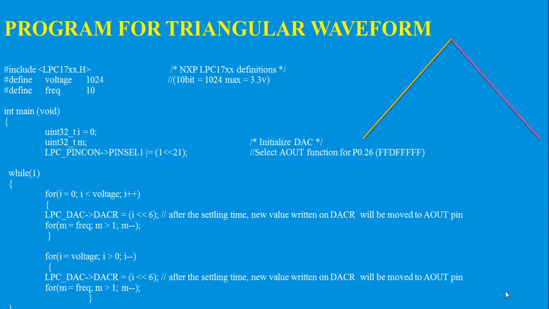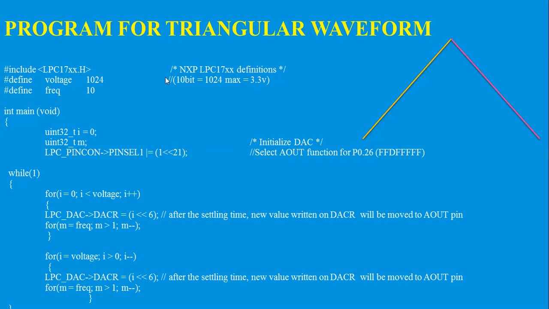Now coming to the program. In this program, let us try to understand how to generate the triangular waveform. A triangular waveform is nothing but the voltage level linearly increasing from the minimum value, that is 0, to the maximum value. Here the maximum value is 3.3 volts, and once the voltage reaches the maximum value, it has to linearly decrease from the maximum value to the minimum value. So this is about the triangular waveform.